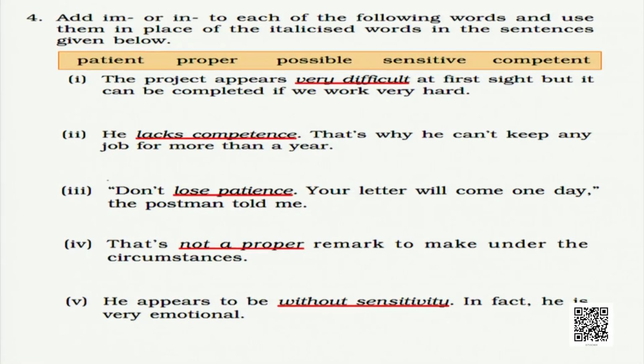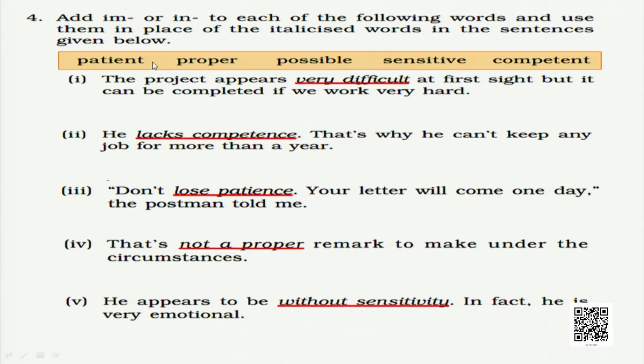Next we have: add im or in to each of the following words and use them in place of the italicized words in the sentences given below. So here there are words: patient, proper, possible, sensitive and competent. What you have to do is put im or in in front of these words so that it can be substituted here. When you put im or in in front of some words, they become the opposite.